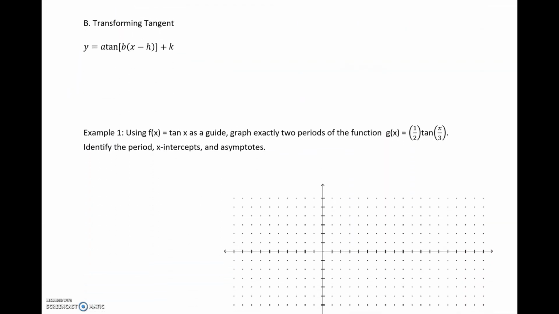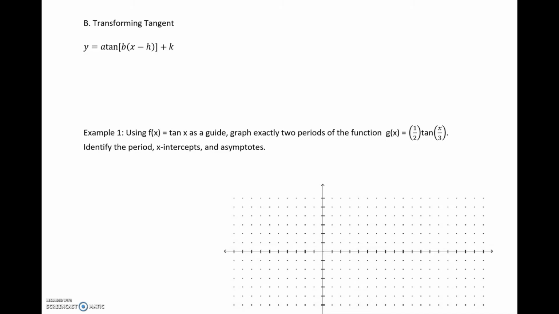Remember, with our transformations, this hasn't changed from everything we've talked about prior to this. The A in front is your vertical stretch or compression. The B inside the tangent, in front of the x minus h, is your horizontal stretch or compression. That h is your horizontal shift. Remember, that's called a phase shift for some reason when we move into trig. And k is the vertical shift up or down. So that hasn't changed at all.